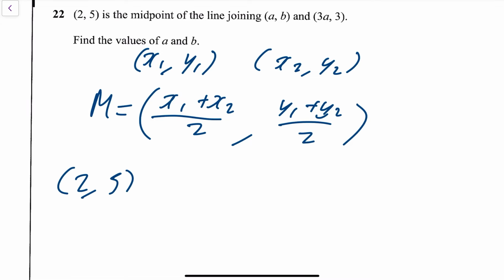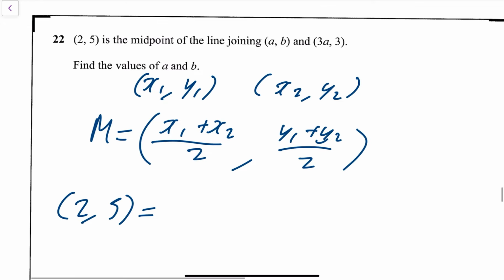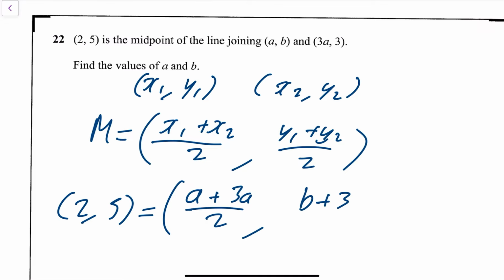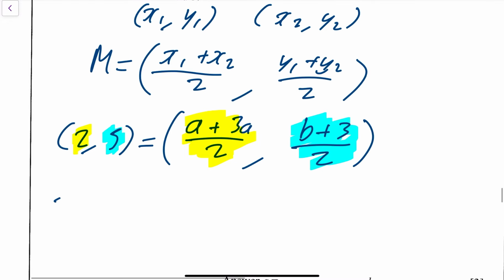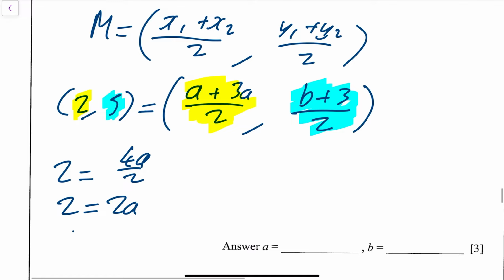So you know then (2, 5), the midpoint, is the same as (a plus 3a) all divided by 2, and then (b plus 3) all divided by 2. So you've really got two equations here. Those two things in yellow are equal, and those two things in blue are equal. So you could say 2 is equal to a plus 3a, which is 4a, over 2. So that's 2 is equal to 2a. A wee bit of working out, your a works out to be just 1.